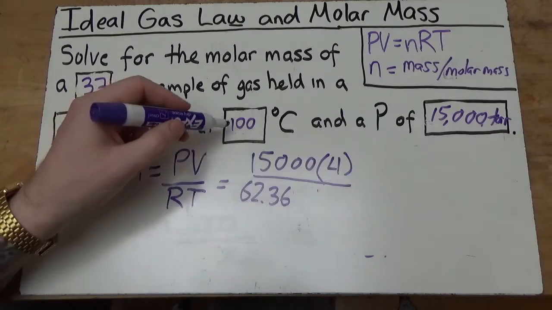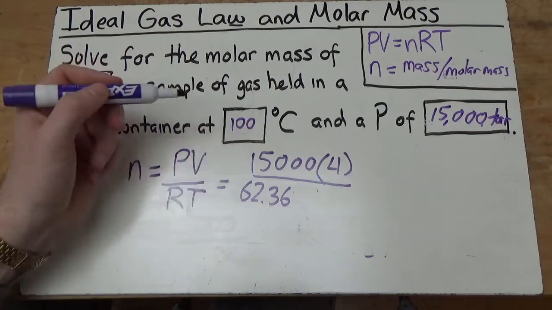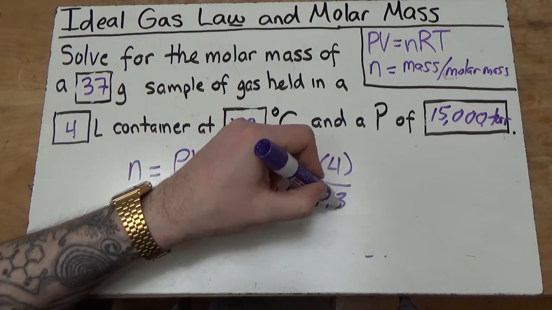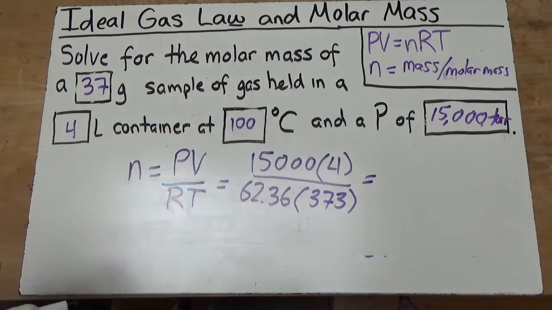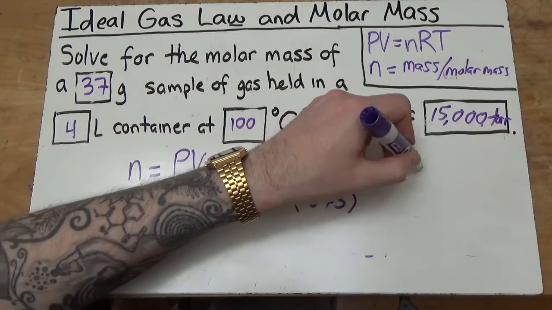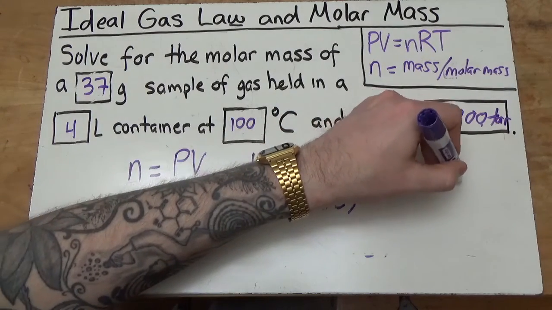Now for temperature, we're not going to plug in 100. We have to convert to Kelvin first, so 373. If you solve for this, you're going to get an answer of 2.58 moles.